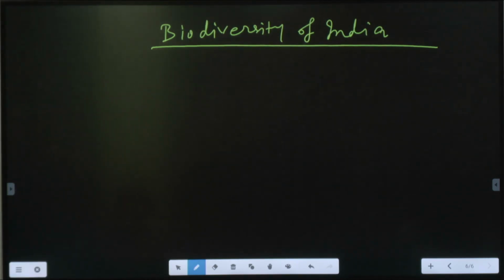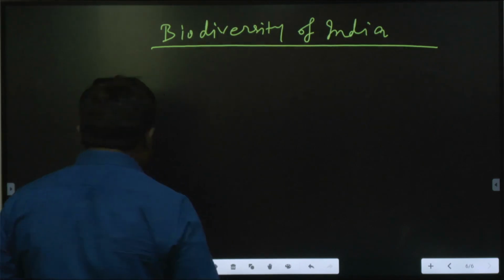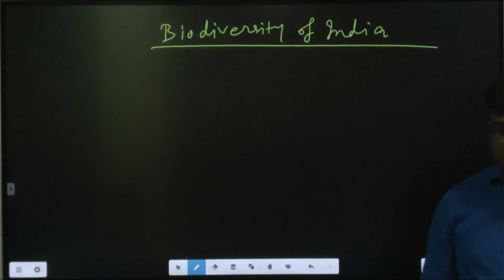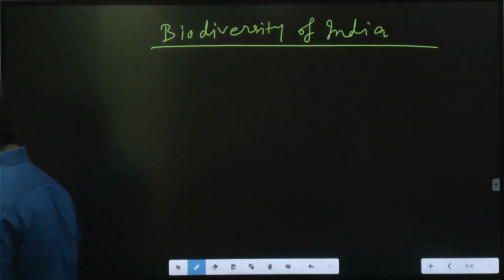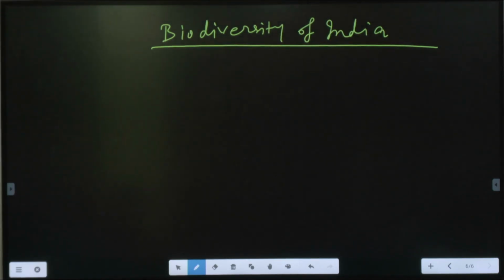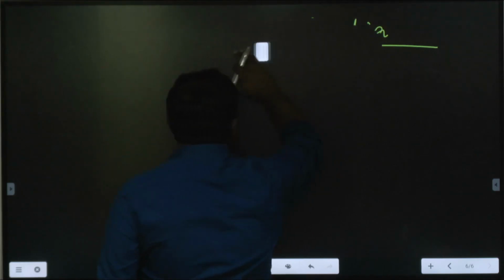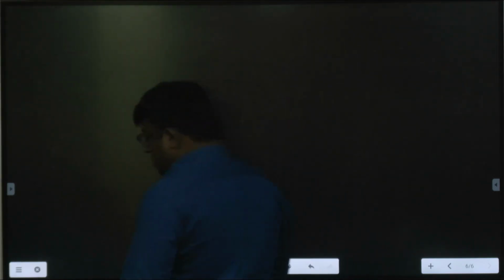First, although we can outline various factors responsible for biodiversity loss, the following factors are most dominant.